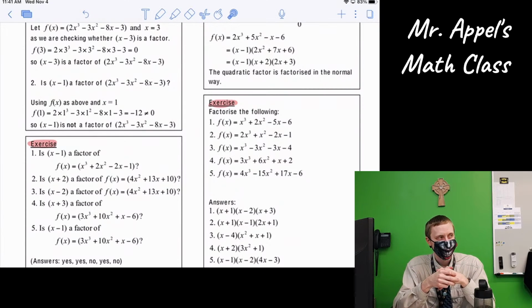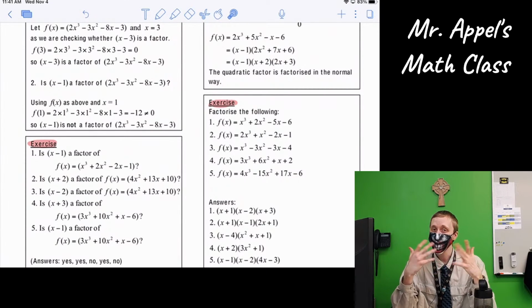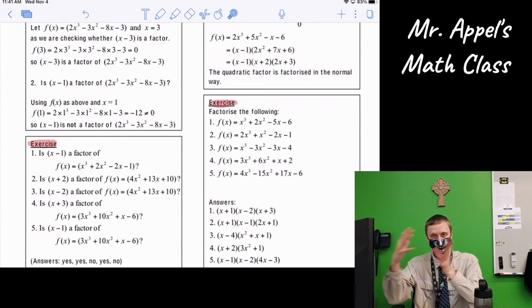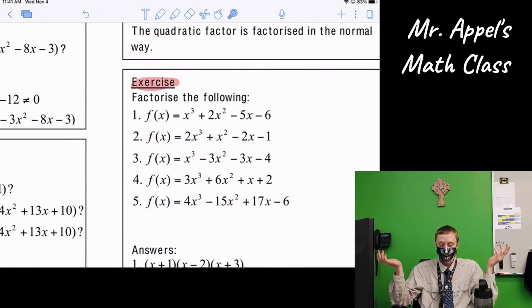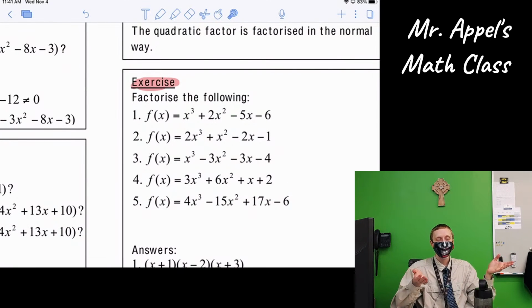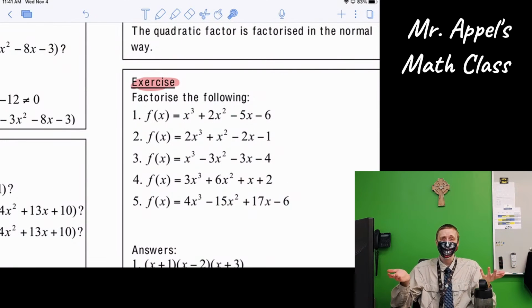Now, spoiler alert, there's one other tool that would complete this process. Because I know what you're thinking. Well, how do I know what to test in the first place, especially when you get to here? What do I try? Where do I start? Start with some good, easy numbers. Try 1, try 2. Simple stuff like that.